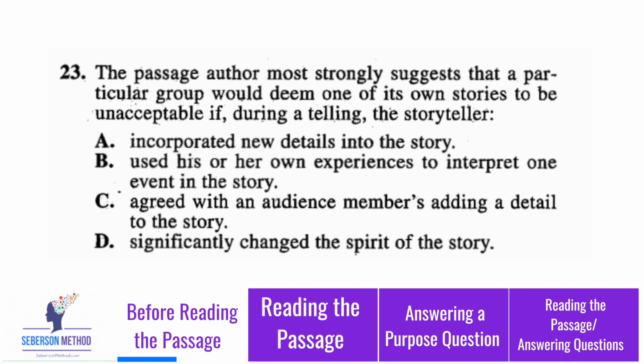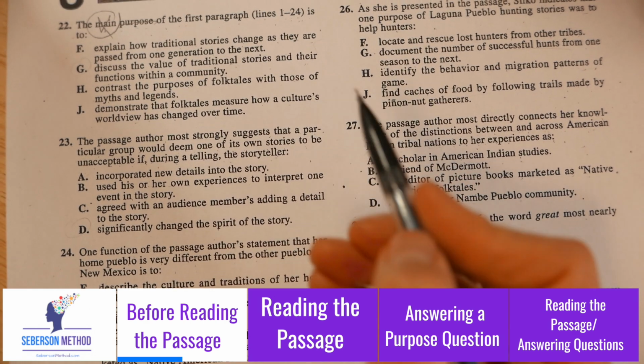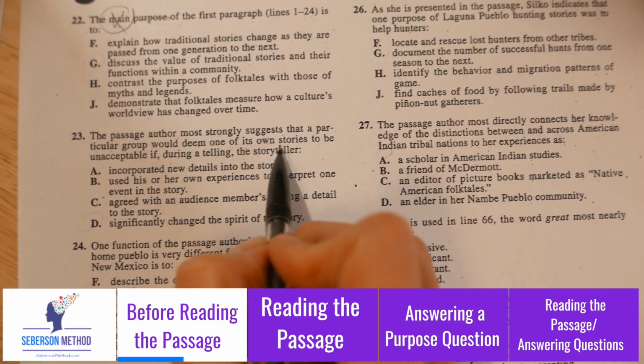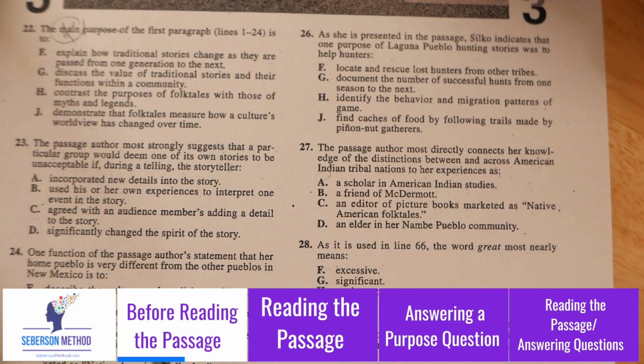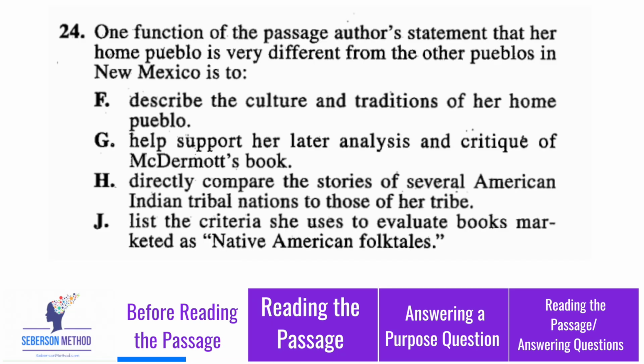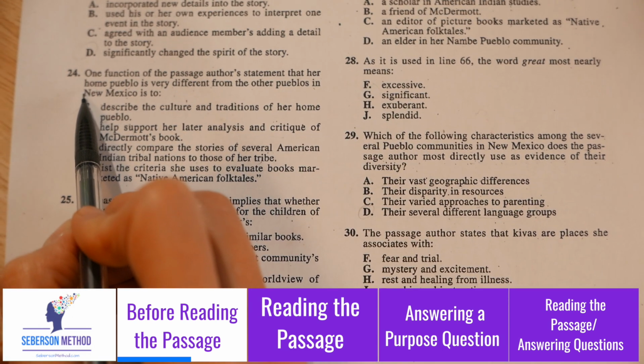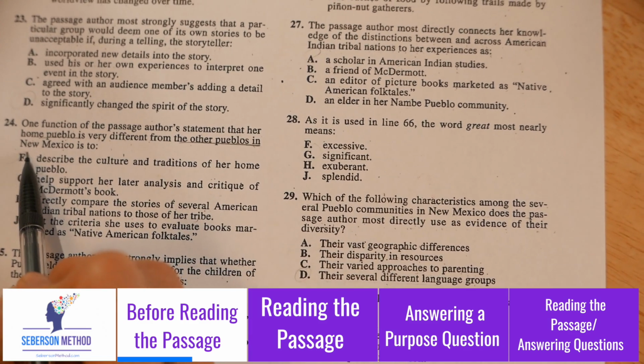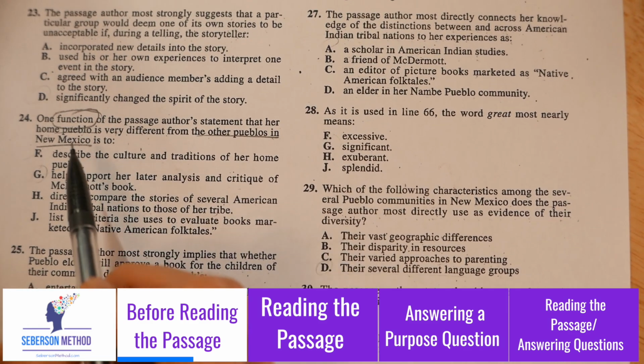most strongly suggests that a particular group would deem one of its own stories to be unacceptable if, during a telling, the storyteller. Okay. So what this is saying is that a particular group would think of something as unacceptable. So these are your locators. One function of this passage author's statement that her home pueblo is very different from other pueblos in New Mexico. So she says something that her pueblo is different from other pueblos in New Mexico. We need a function for that.